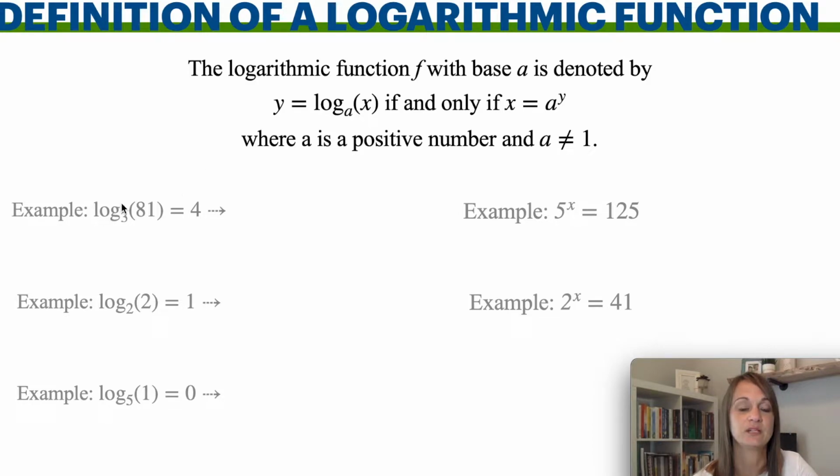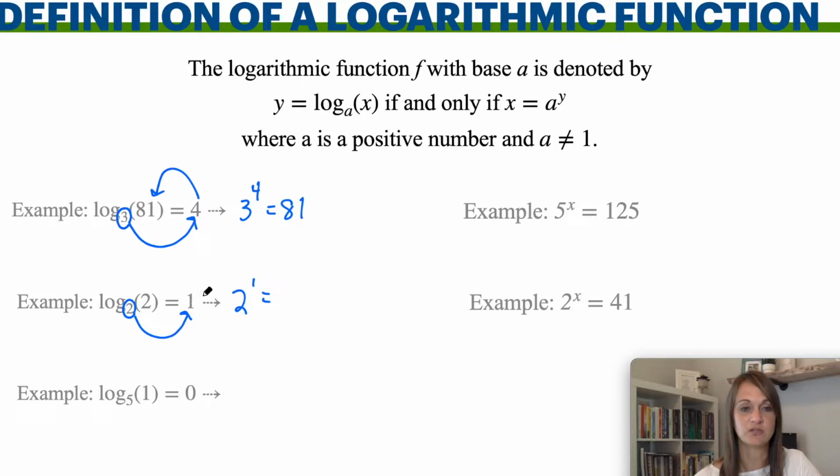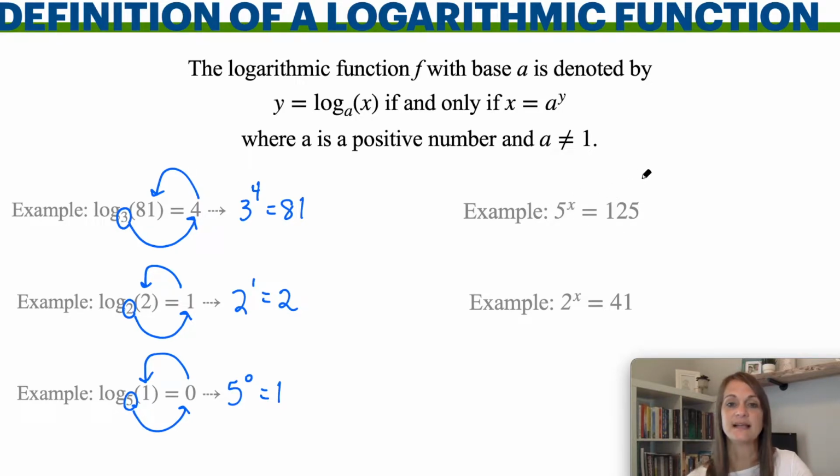So for example, you can rewrite this log function by taking the base, raising it to this exponent, and then that will equal what is on the inside, which is 81. Same thing here. If you take the base, raise it to what the function is equal to, and then that will be equal to what is on the inside. Again, the base, raise it to what is on the outside, and you set that equal to what is on the inside.